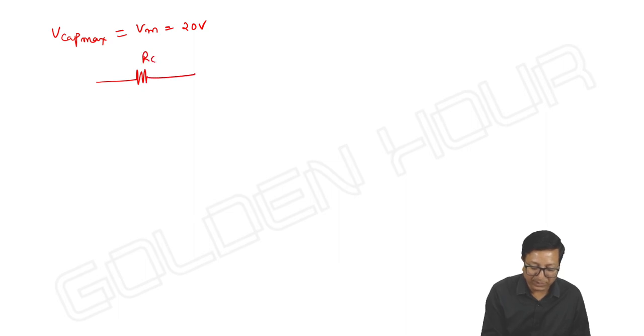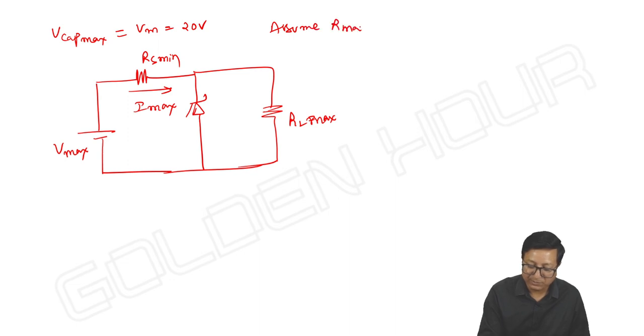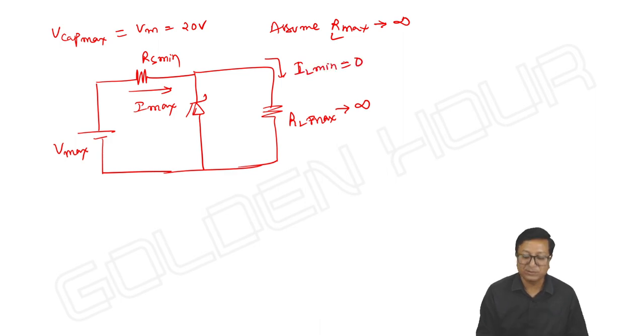Now I'm writing RS minimum. RS is minimum means I should be equal to maximum. It is possible with input maximum and the Zener diode. Here I can write RL is maximum and assume RL maximum is equal to infinite. Infinity means IL minimum is equal to 0. IL minimum is equal to 0. If that is the case, IZM is equal to I maximum.